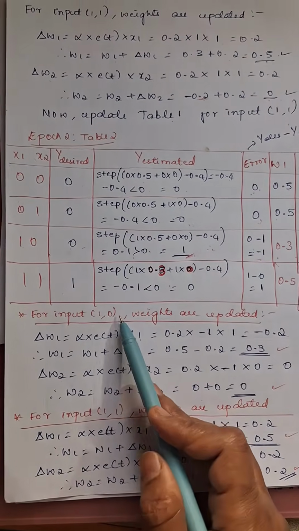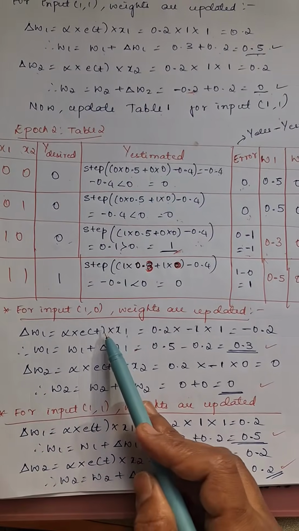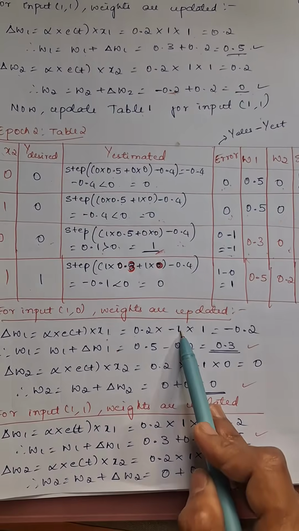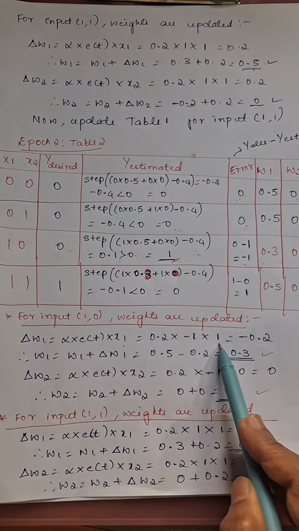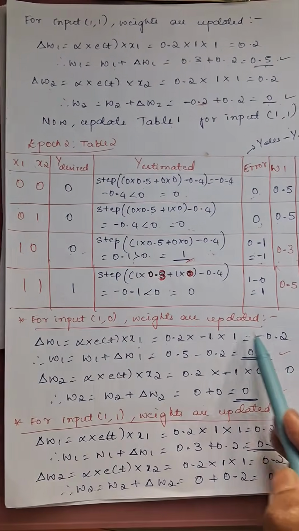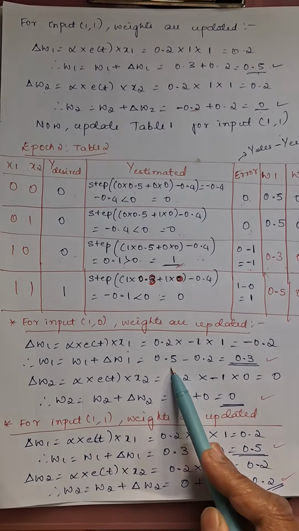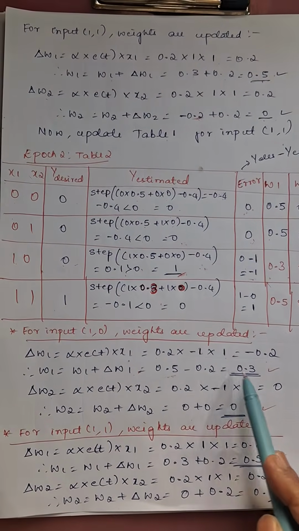So for the inputs 1, 0, the weights are updated as delta W1 is equal to alpha into E of t into x1. Alpha is 0.2. E of t is what did I get? -1. Take that. Into x1, which is 1. So I'm getting -0.2. W1 is W1 plus delta W1. Previous W1 was 0.5. To that you add this update. 0.5 minus 0.2 is 0.3.